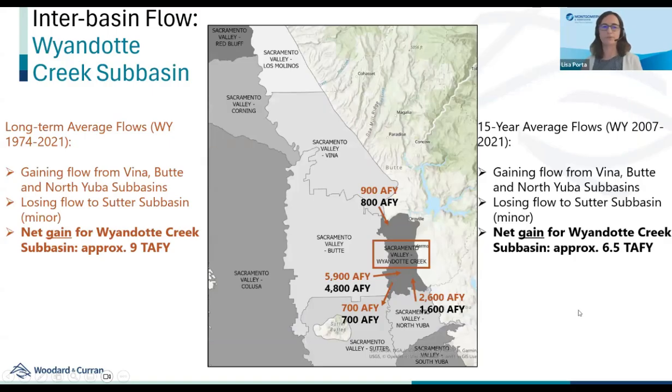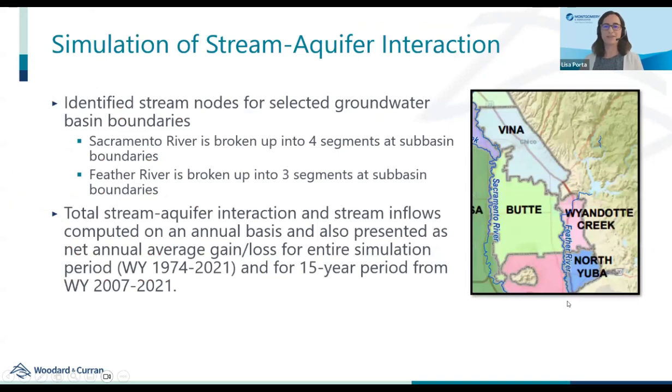And so here the results for Wyandotte Creek on the mapping perspective, you have mostly gaining flow, and it changes slightly between the average long-term period from 9,000 acre feet per year to 6.5 thousand acre feet per year over the last 15 years. So definitely some changes, but not as big here as, for example, in Vina. So now we're moving into, and I'm going pretty fast, I realize, but I'm thinking that we can have some good discussions after, and I can always go back to slides that folks have questions on.